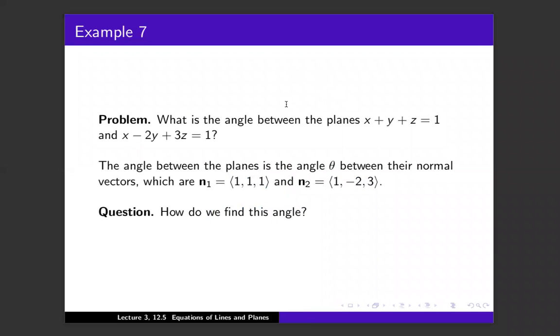Okay, so what about the angle between the planes x plus y plus z is 1 and x minus 2y plus 3z is 1? Well, the angle between them is the angle between the normal vectors. And we know what that is. That's going to be 1, 1, 1, and 1, negative 2, 3. So how do we find that angle? Let me ask the question a different way. How, in general, do you find the angle between two vectors? We've got a formula for that.